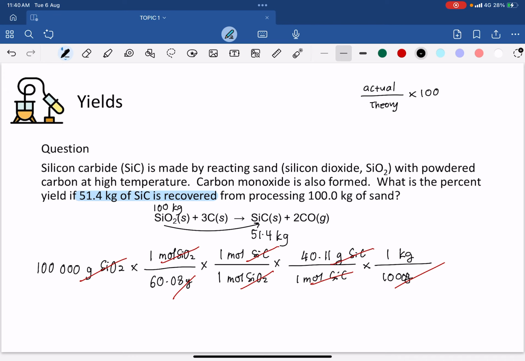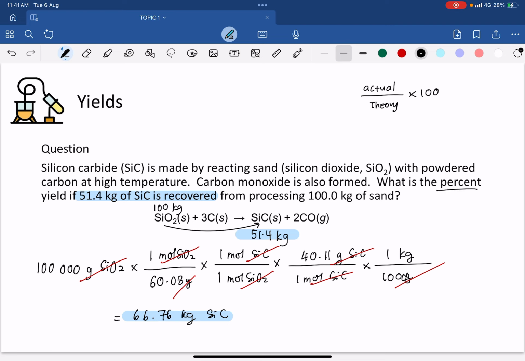Okay. So how you calculate is 100,000 times 40 divided by 60 divided by 1,000. Okay, as simple as that. So you're going to get 66.76 kg of silica carbide. So you see, theoretical is bigger than actual.